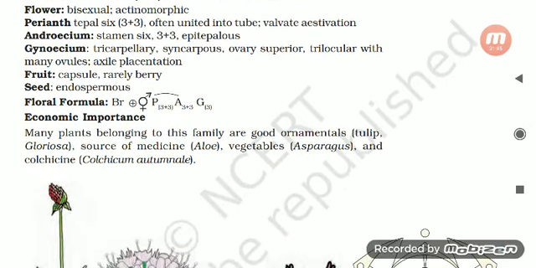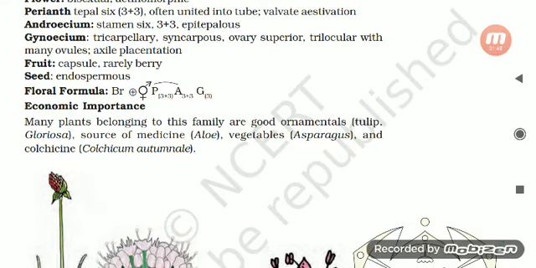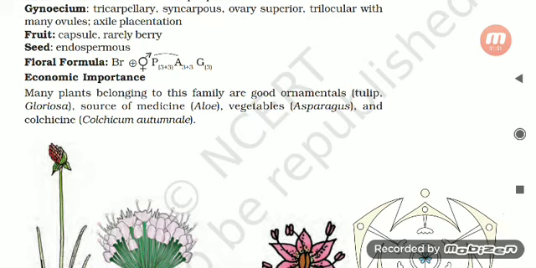Floral formula, bracteate. Let it be. Economic importance: many plants belonging to this family are good ornamentals: tulip, gloriosa; source of medicine: Colchicum autumnale; and vegetables: asparagus.